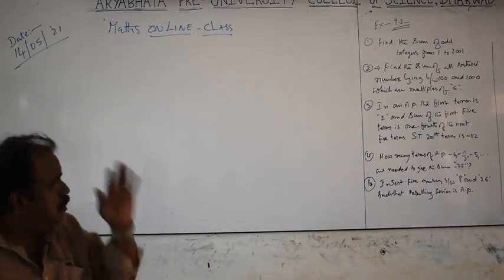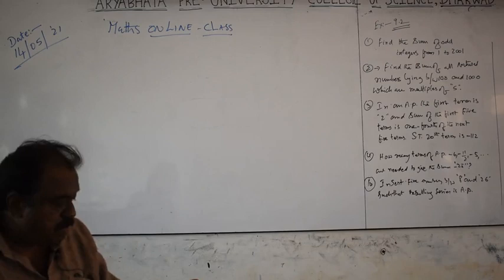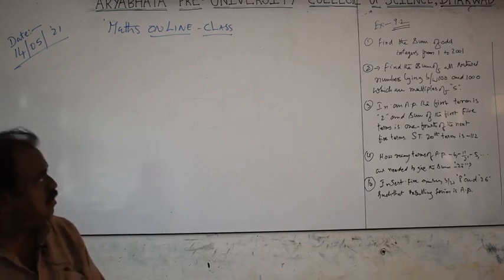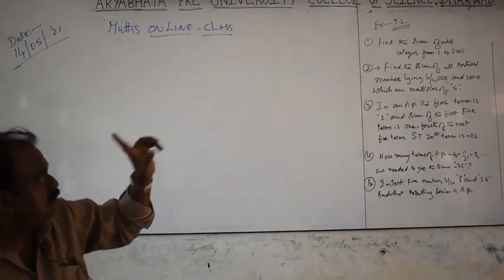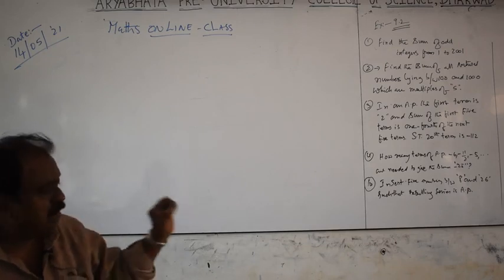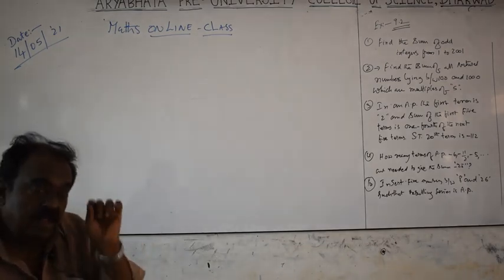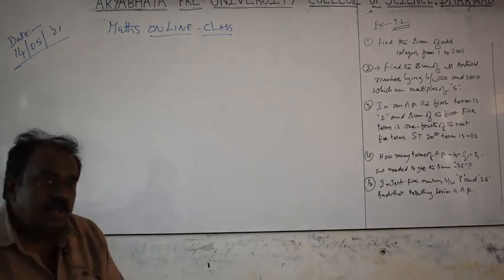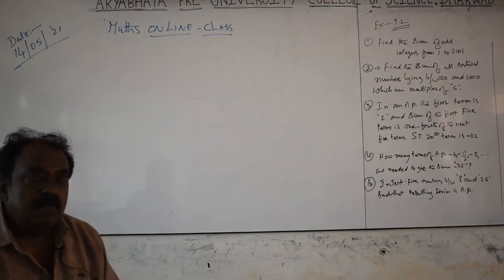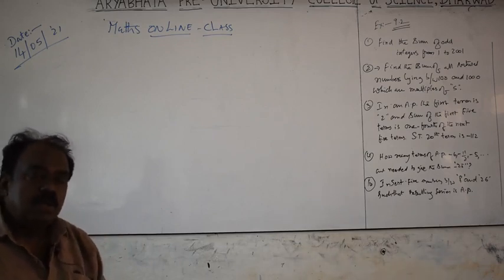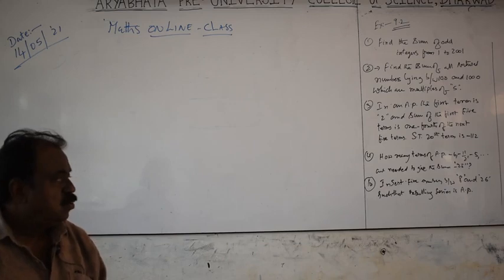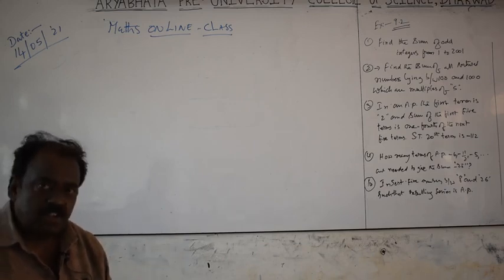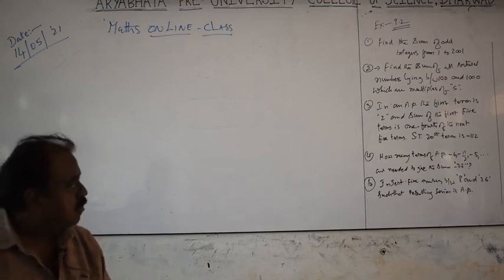Now, the 14th problem is over. Why? Because I have not started the 1, 2 and 3. It is in some order. The last concept, a very important concept, is inserting a given number of AMs between two given numbers. So, one example and this problem. It's important, you learn it well.